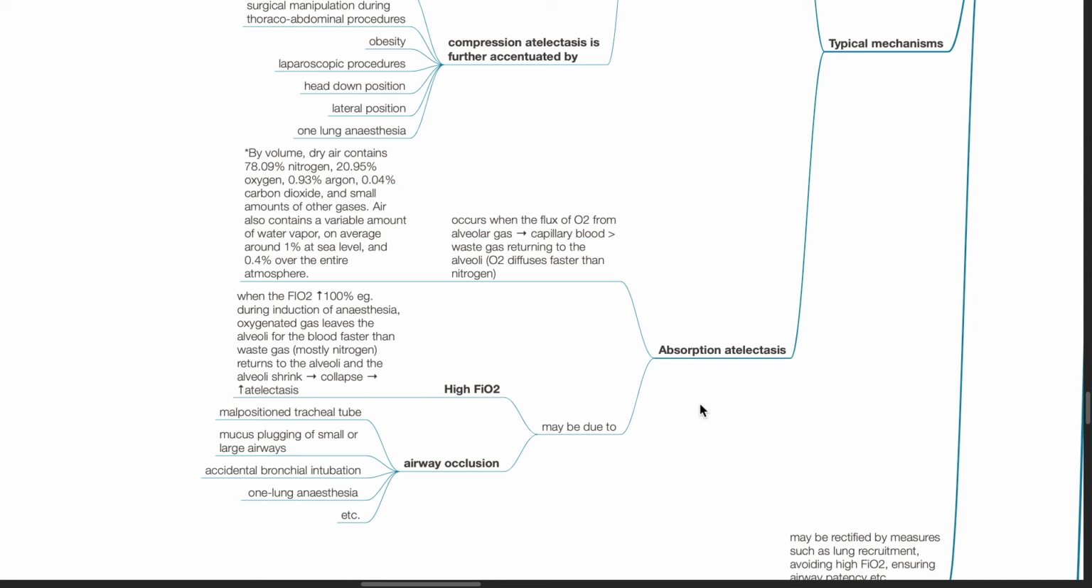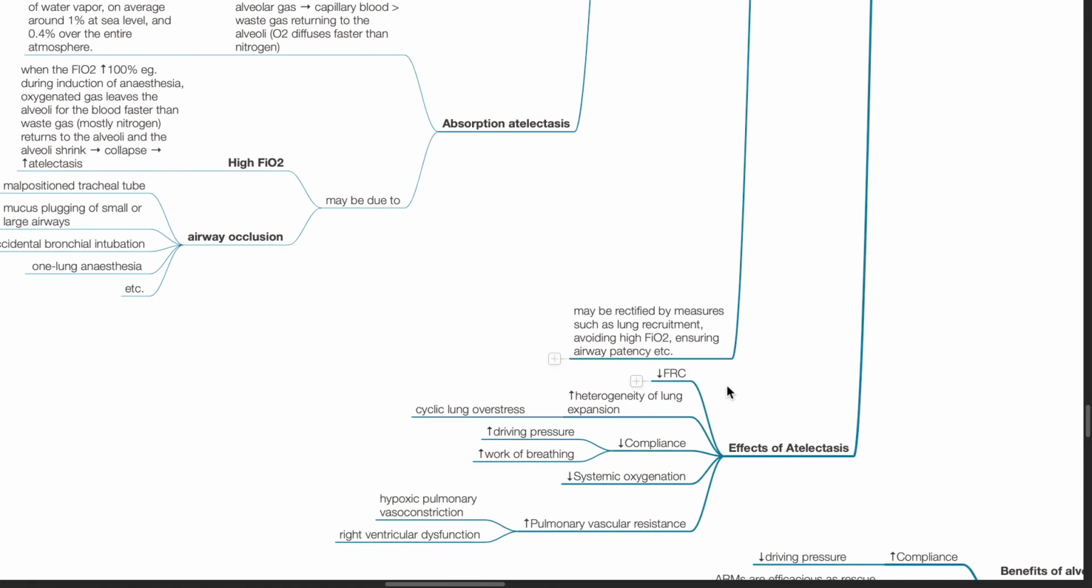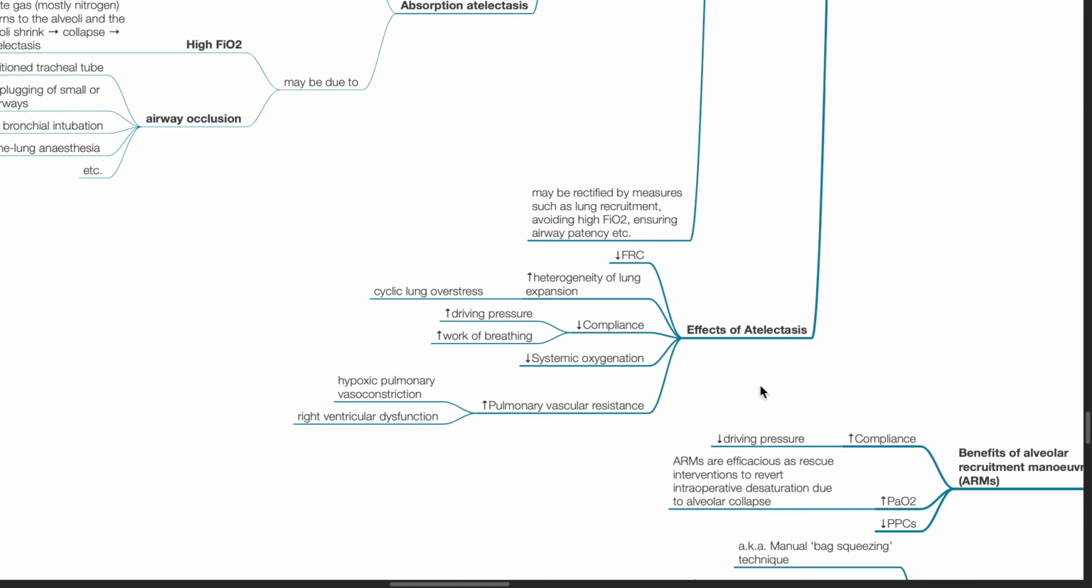Absorption atelectasis may also be caused by airway occlusion, such as due to malpositioned tracheal tube, mucus plugging of small or large airways, accidental bronchial intubation, or one-lung ventilation. Atelectasis may be rectified by measures such as lung recruitment, avoiding high FiO2, and ensuring airway patency.